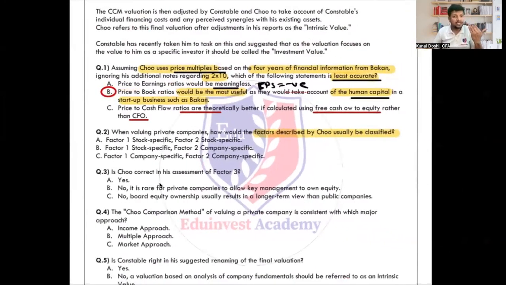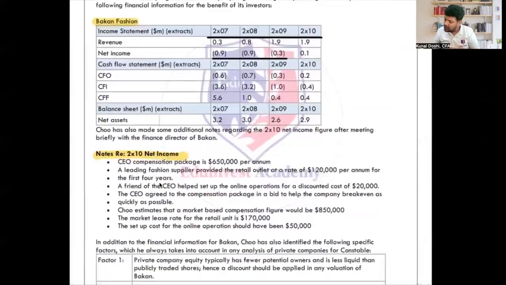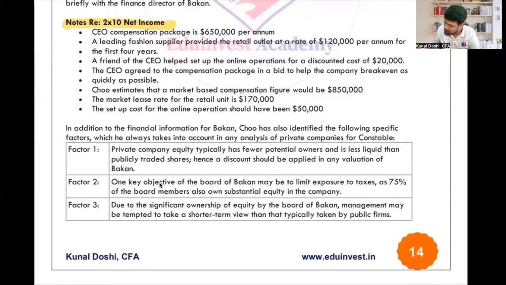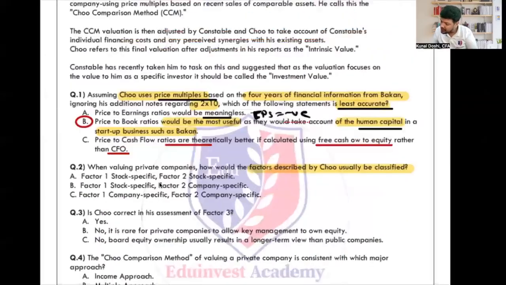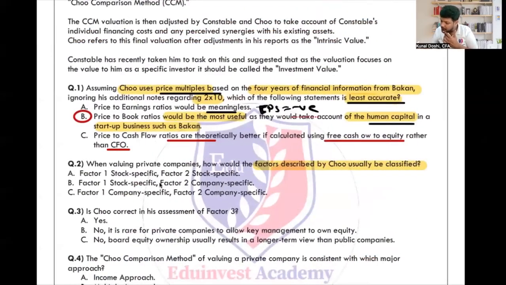They've provided us with factors. So these are factors 1, 2, 3. Now they are asking how the factors would be classified. Factor 1, stock specific. Factor 2 also stock specific. Actually, if you notice, they are only asking for the 2 factors as per the choices. So you will also focus on the 2 factors. Understood? Not the third factor.